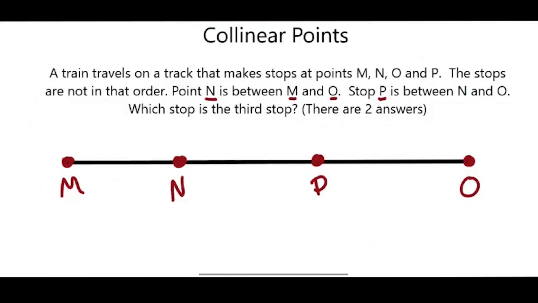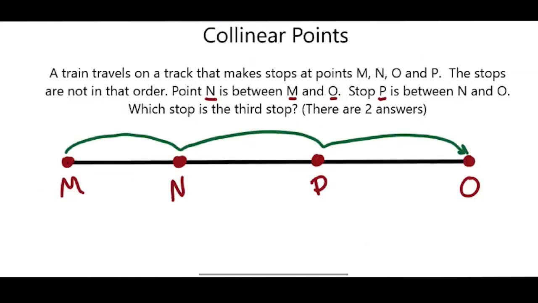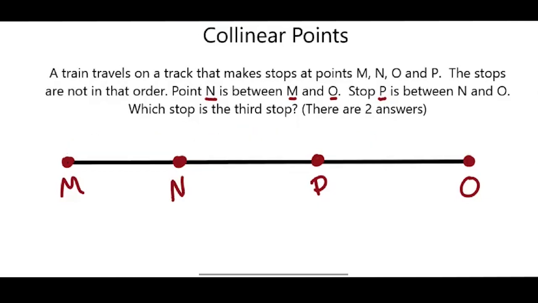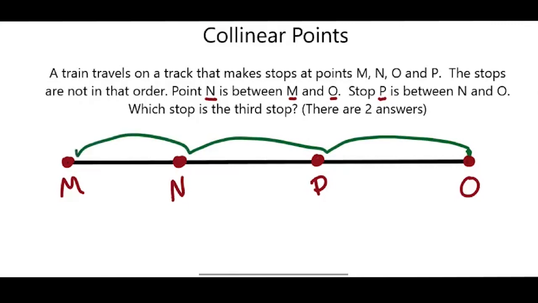So let's say we start at M. What's the third stop? 1, 2, 3. It looks like O is the third stop. All right. But what if we start at point O? What's the third stop? 1, 2, 3. M. So that means that M and O are both the third stop, depending on which direction you're coming from. Just make sure that you draw the diagram because it helps a lot.